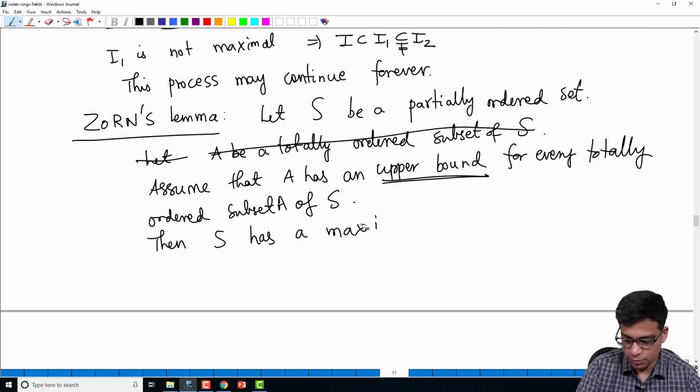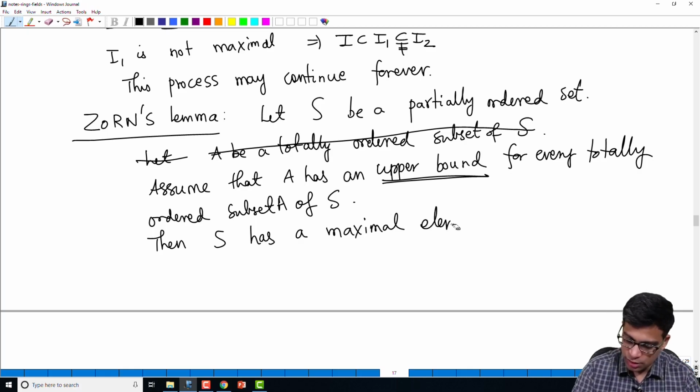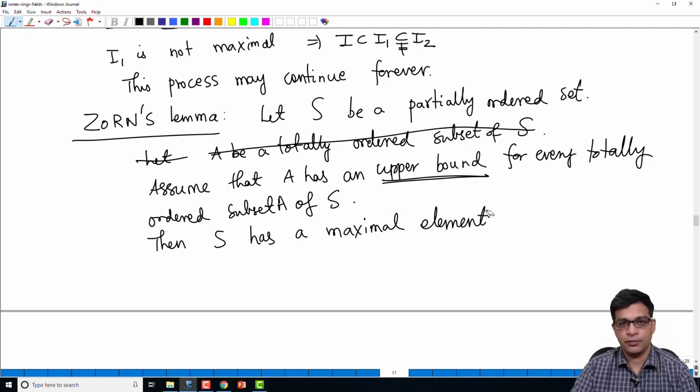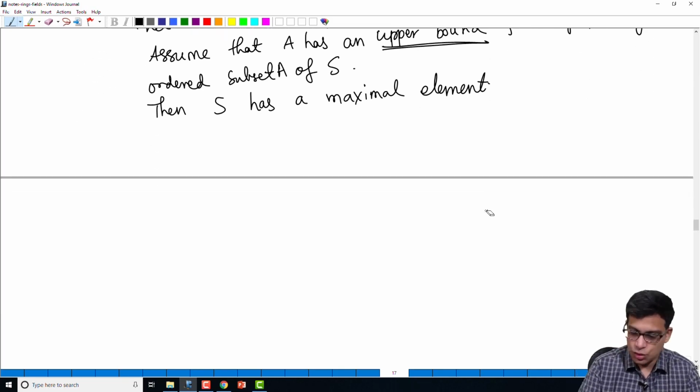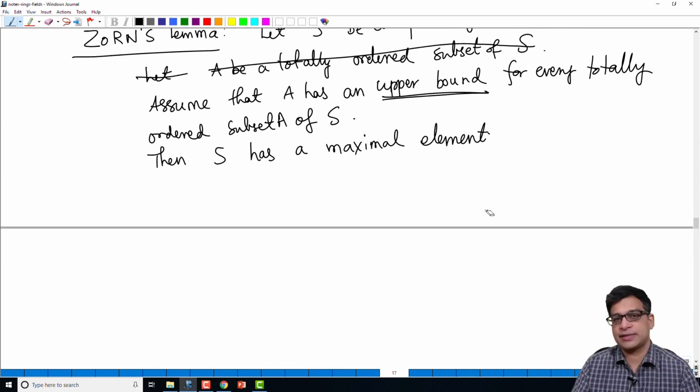This is Zorn's lemma. Again, I'll remind you, this is only if you know a little bit of this and it makes sense to you. Otherwise, this is not really part of ring theory, so don't worry about it. S has a maximal element. So we will use this lemma. This is an axiom in mathematics that you assume to be true.